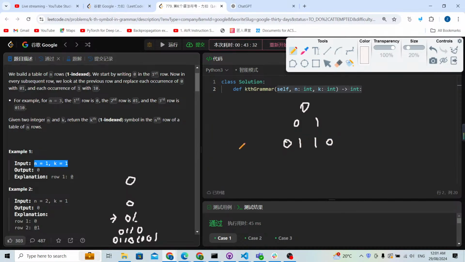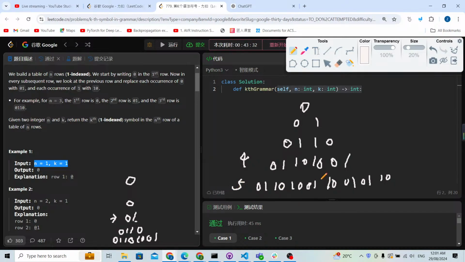If n equals 4, let's just check. The 0 becomes 0, 1, and 1 becomes 1, 0, and this one becomes 1, 0, and the 0 becomes 0, 1. Let's write another row, maybe we can find some intuition about it. For 0, we have 0, 1, and for 1, we have 1, 0, 1, 0, and this 0 becomes 0, 1, and this 1 becomes 1, 0, and 0, 1, and 0, 1, and 1, 0.